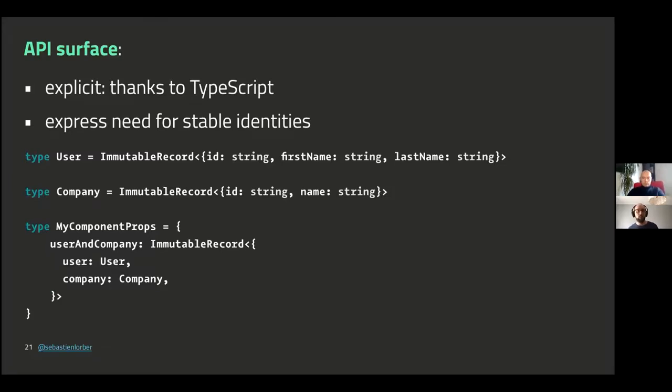So here I am using the type ImmutableRecord, but this is an invention because it doesn't exist yet. Maybe there will be a different syntax. I don't know what the TypeScript syntax for the record will be, because there is already a Record in TypeScript, so somehow there is a conflict.